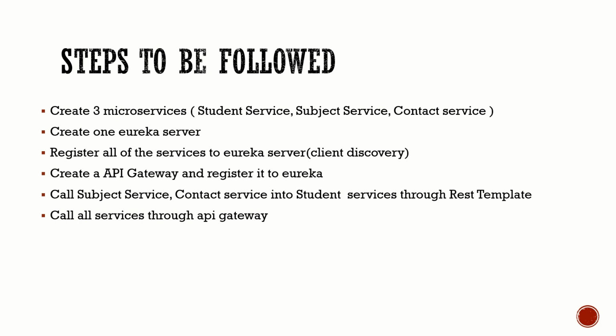and then I will create an API gateway and I will register it to the Eureka server, and then I will call this book and library service inside the student service through the REST template, and will call all the services through the API gateway. So this is about the steps that we are going to follow. And let me go to the next slide.